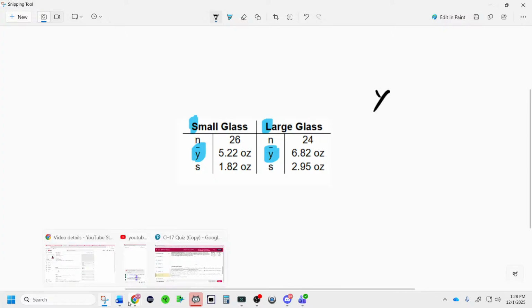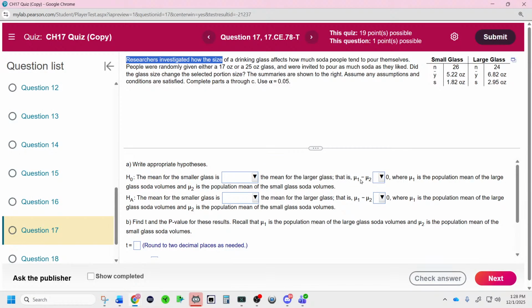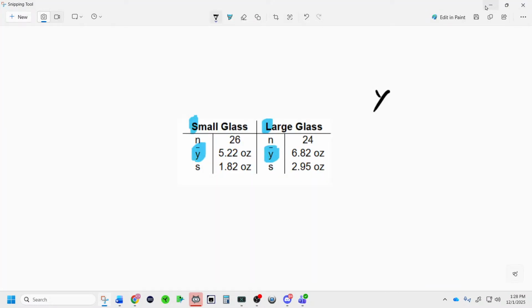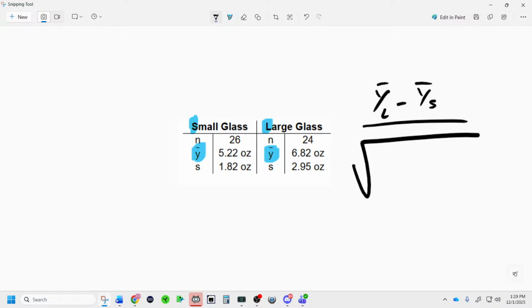Let's look at the setup for the question. We are doing mu1 is the large glass. So it's going to be Y bar large minus Y bar small, because they're sample means, over the square root of S squared large over N large plus S squared small over N small. Does this make sense, Peyton?